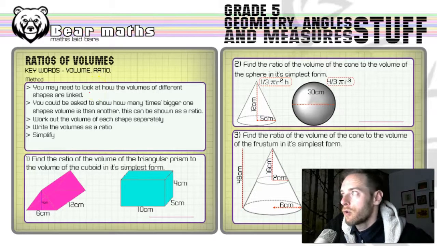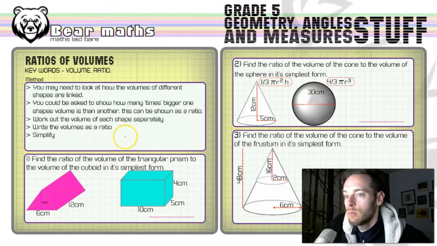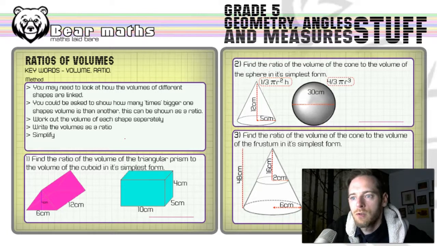This video is on ratios of volumes, and the keywords I've got for you are ratio and volume, or volume and ratio in that order. So volume is the space inside a 3D object, and ratio is a way of splitting something up or comparing one thing to another thing.